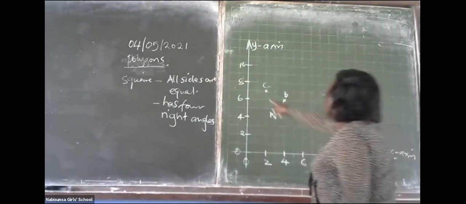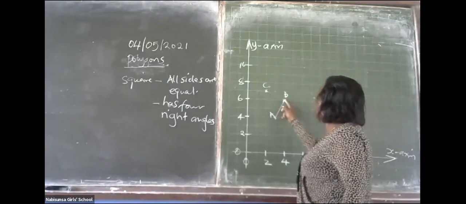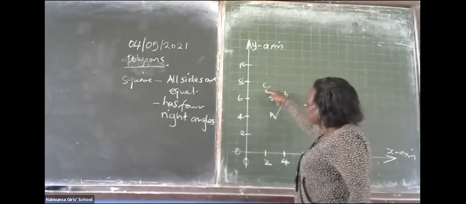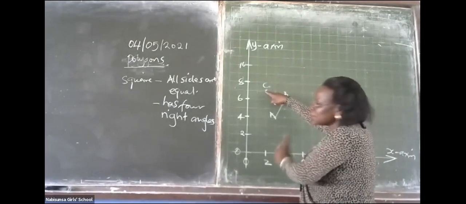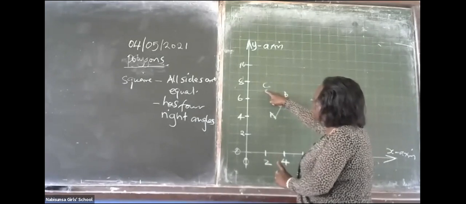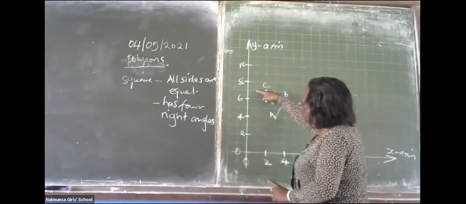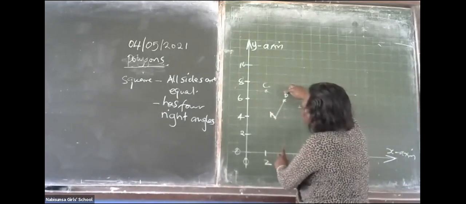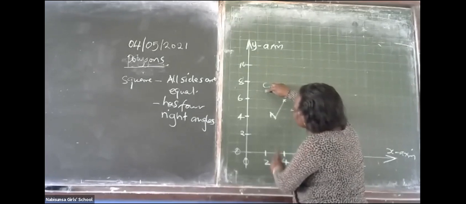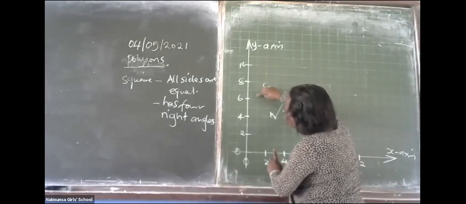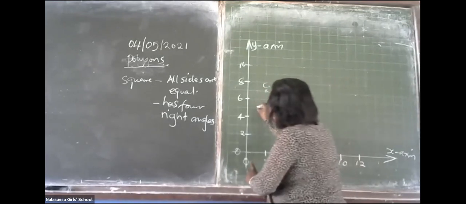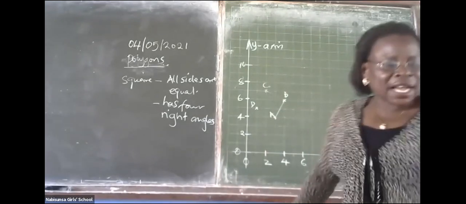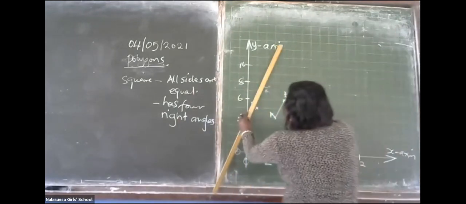Then, from B to C, we have made 1 step upwards, 2 steps across. Then when we are locating the last point D, we are going to make 1 step across and 2 steps downwards. Here we made 1 step upwards, 2 steps across. Now we are going to make 1 step across and 2 steps downwards. Then we shall locate point D. So we find that all the angles are 90 degrees.